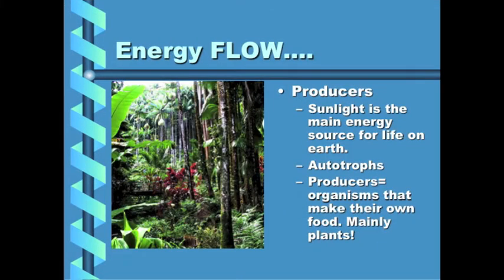How does energy flow through an ecosystem? Well, it has to start with the producers. Sunlight is the main source of energy for all living things on Earth. No sun, no life. If you can recall what the definition for an autotroph is, any organism that makes its own food. With plants, it's through the process of photosynthesis. An autotroph and a producer are about the same thing. Producers are organisms that make their own food. And once again, 98% of them are plants.